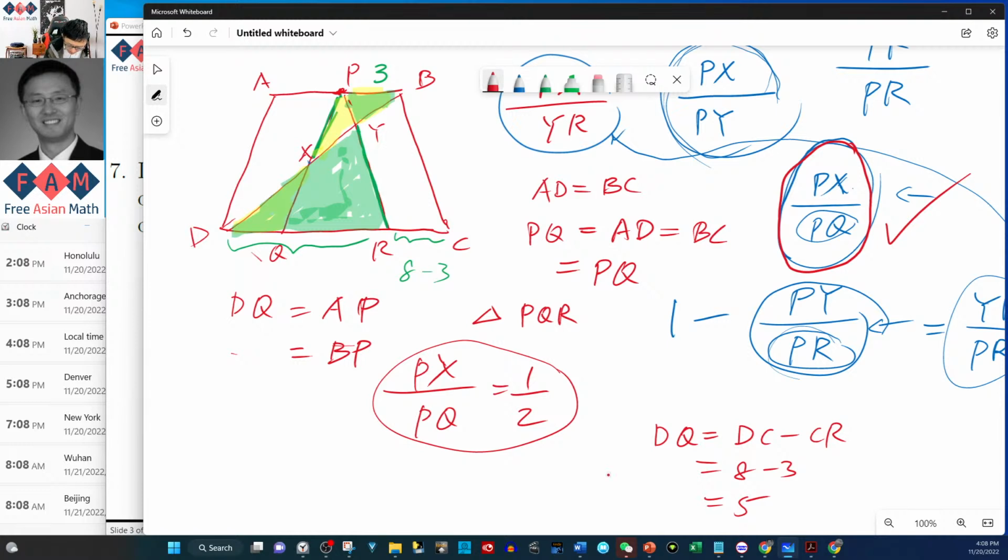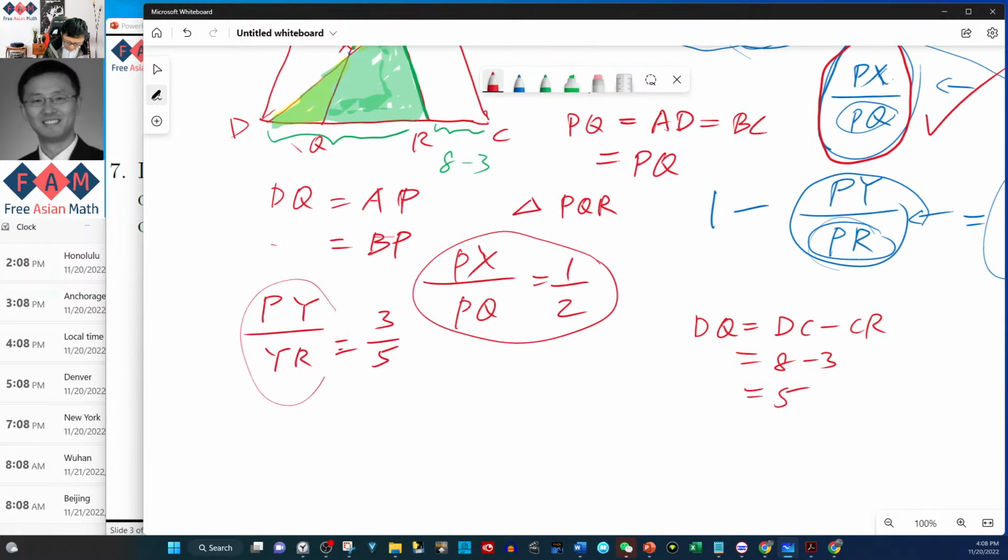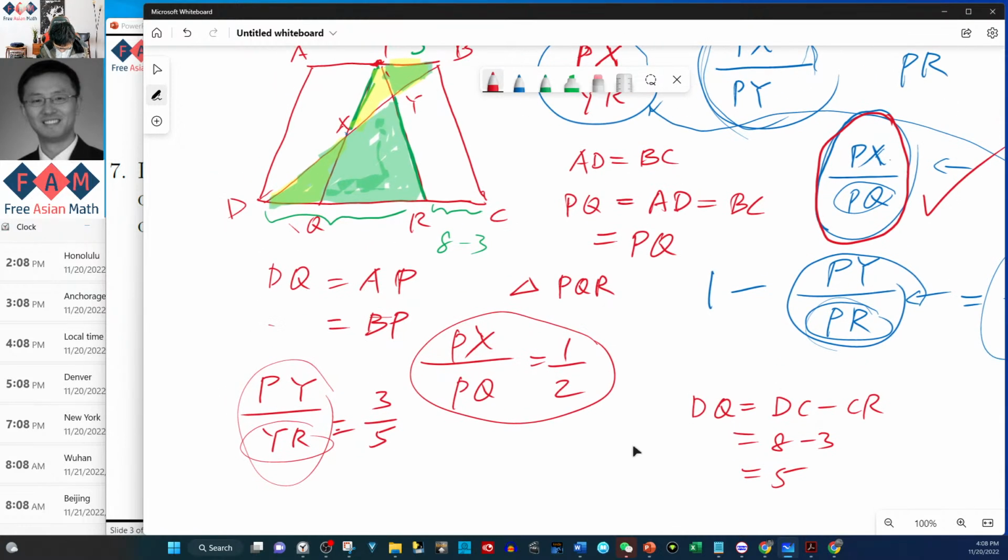That means that PY to YR equals 3 to 5, right? And therefore, remember YR is actually what we want, but hold on to that for right now. So essentially, PY to PR is 3 to 8, the total.